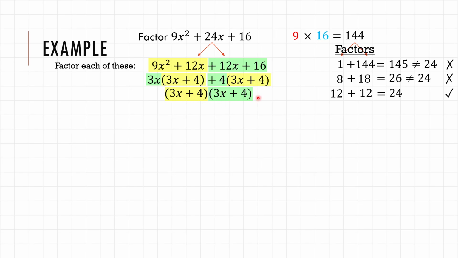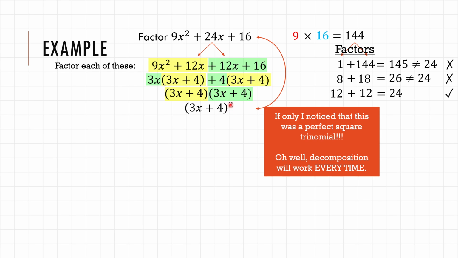And so I can rewrite this if I wanted, and you should do this if this is an option for you, as 3x plus 4 squared. Hang on a second. Wouldn't that make this a perfect square trinomial? I think it actually would have. And if I had noticed that at the start, I could have saved myself all of this work. But it's okay, because at least the thing I learned from here is that even if I don't notice something as a perfect square trinomial, I can still use decomposition because that'll work every single time.